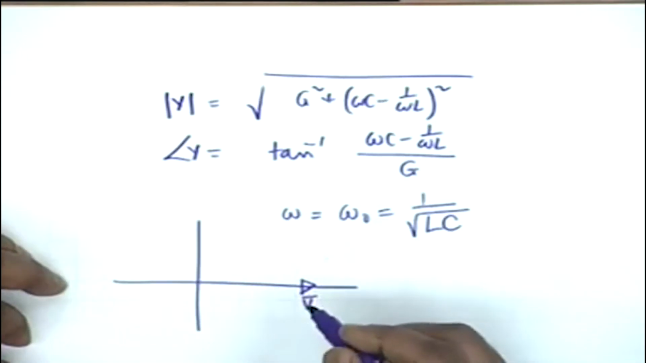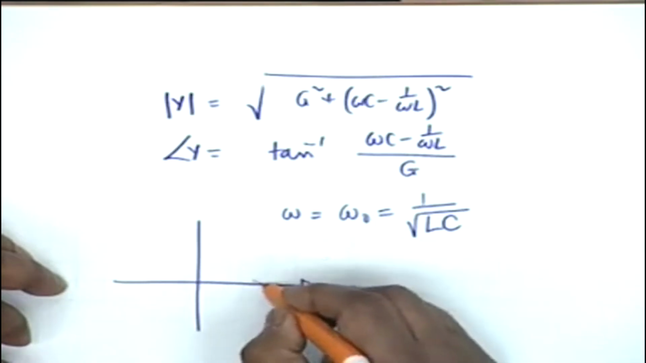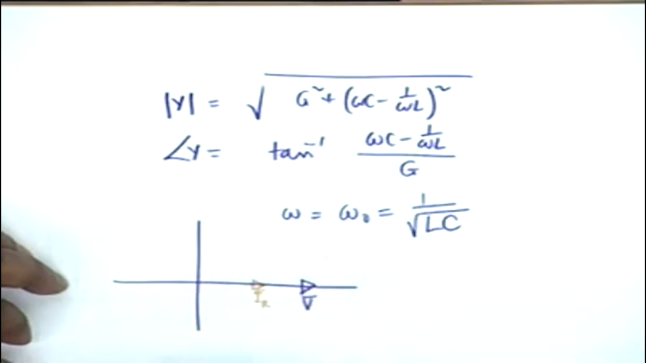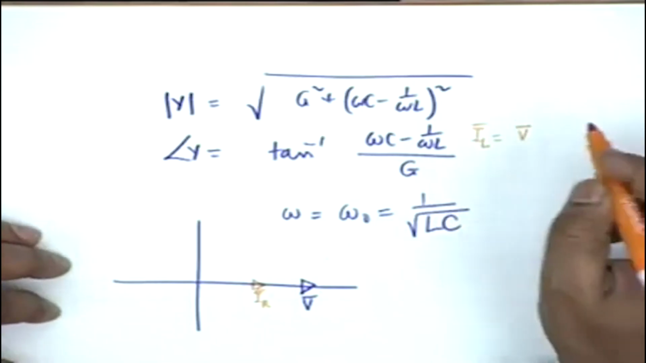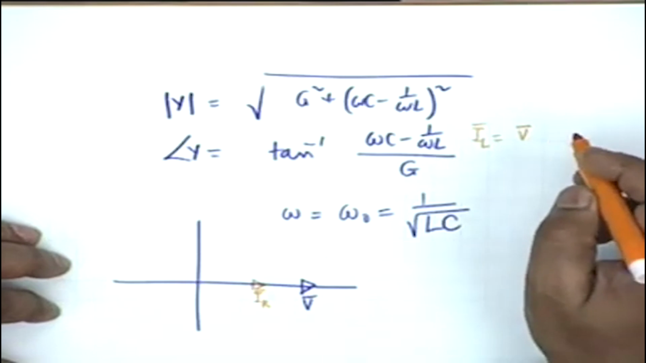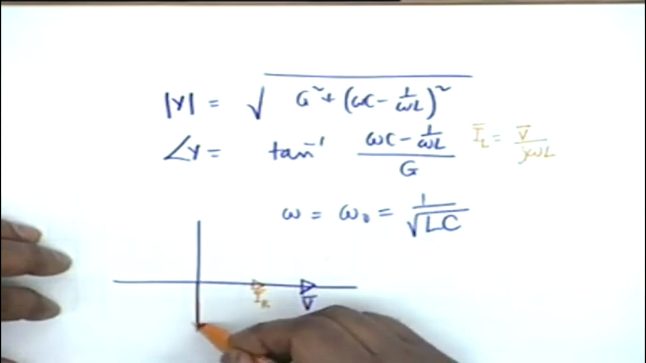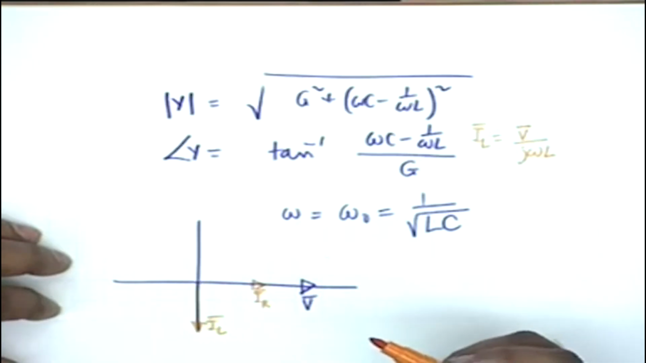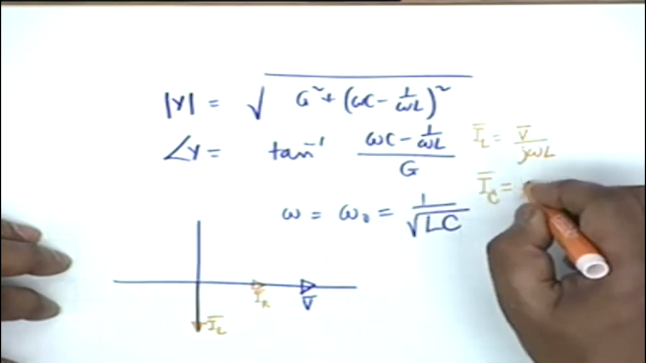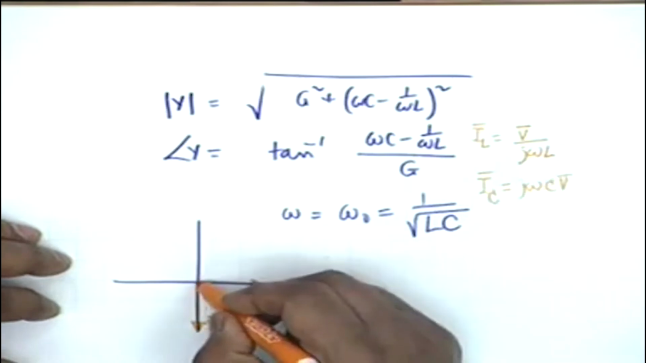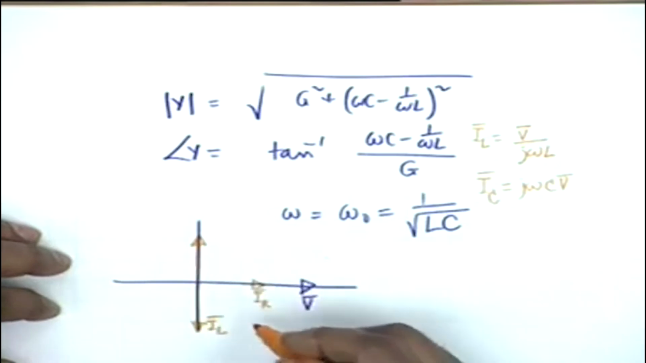All right. Then we argue that IR, the current in the resistance, must be in phase with V. So this is IR. IL phasor shall be V divided by j omega L. So it would be lagging. This would be the direction of IL, and I sub C, the current phasor in the capacitor, shall be j omega C V. In other words, this would be leading the voltage or the current in the resistance by an angle 90.